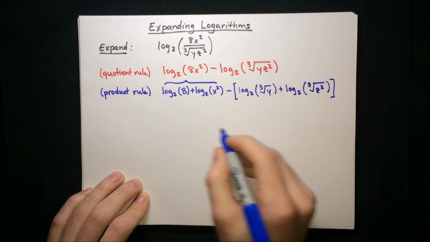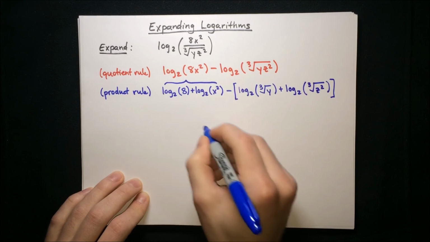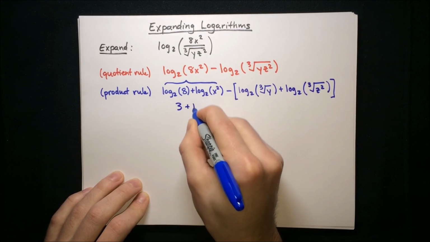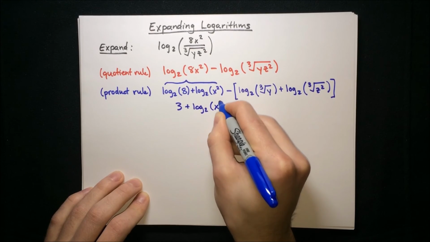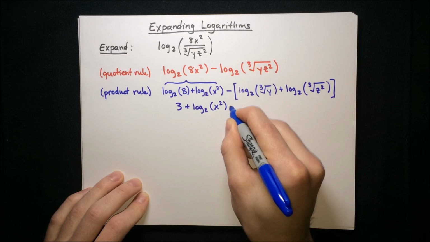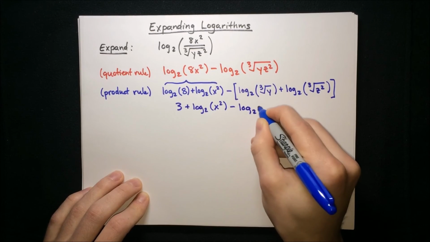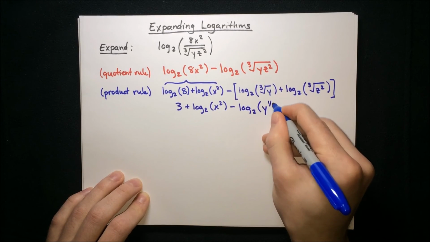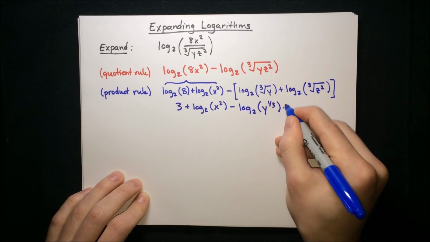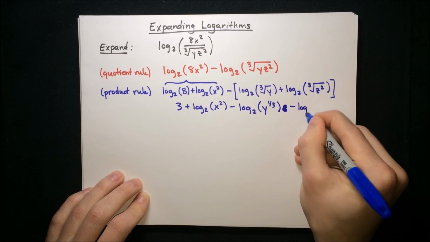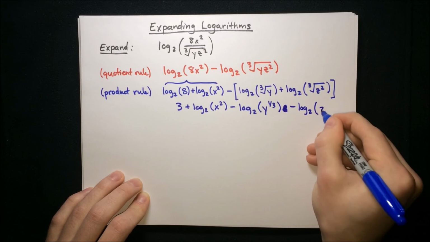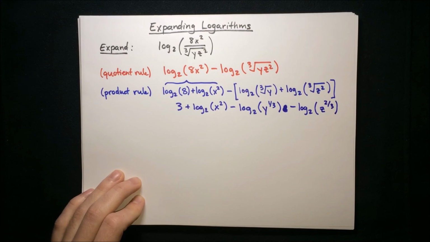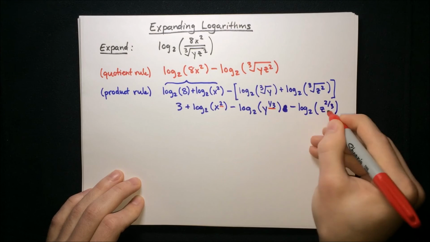Alright, so now let's go ahead and pretty this up a bit. We'll simplify. Log 2 of 8, well, 2 to the third is 8, so log 2 of 8 is just 3. And then we've got plus log 2 of x squared. Then we'll distribute the minus sign, minus log 2, and then we'll turn this exponent into a nice fraction. This is y to the 1/3, and then minus log 2 of z to the 2/3. Okay, so now it just remains to take these exponents and move them out in front of the logs.